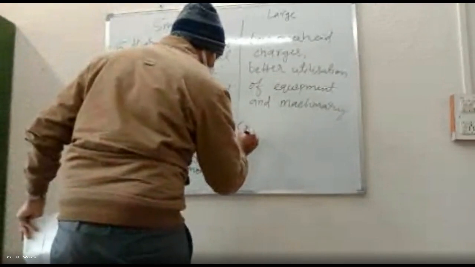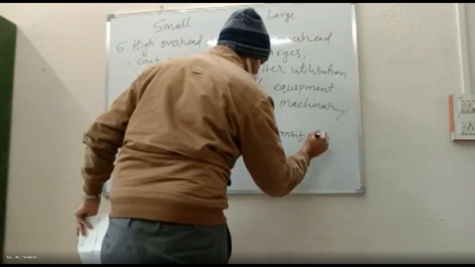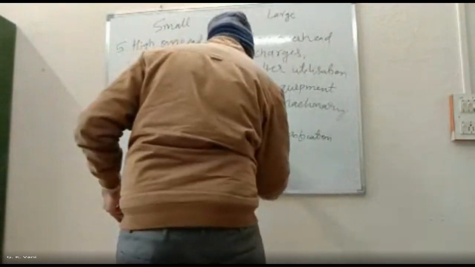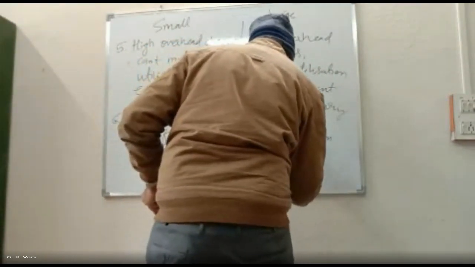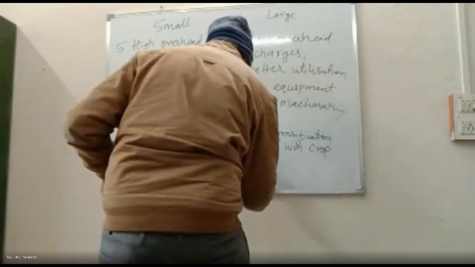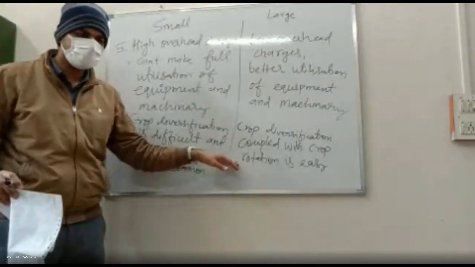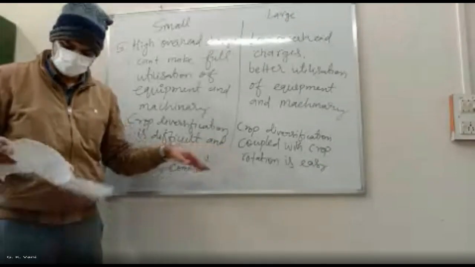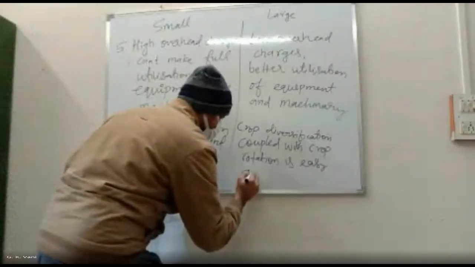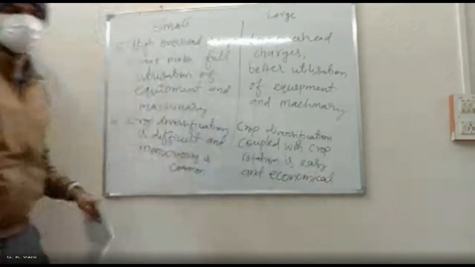So here, on large farms, crop diversification coupled with crop rotation is easy and easily practiced. Not just easy to do in theory, but easy to practice also, right? And economical.